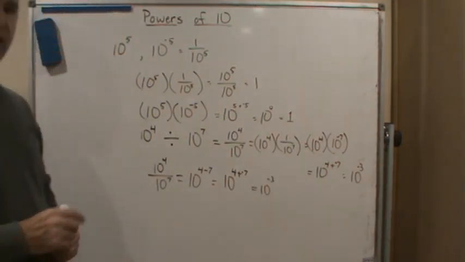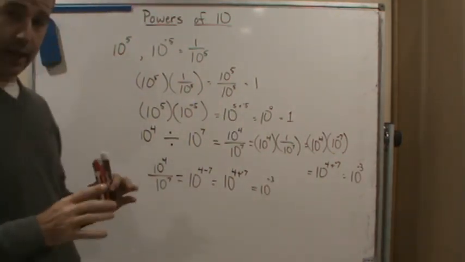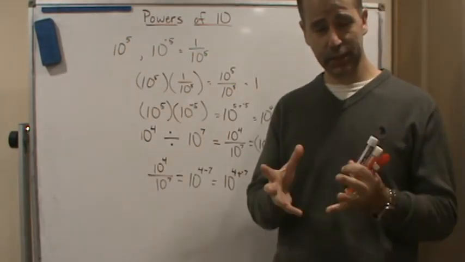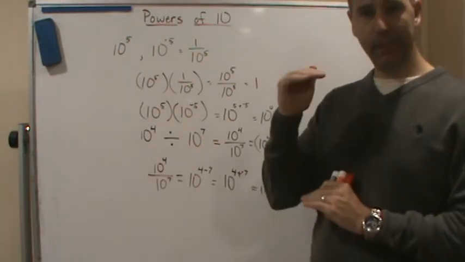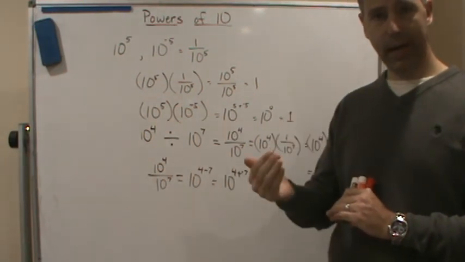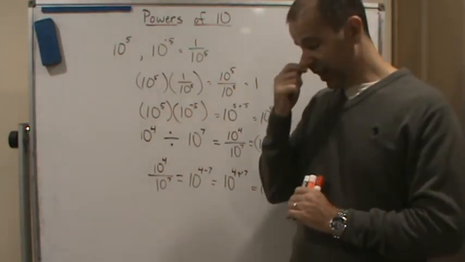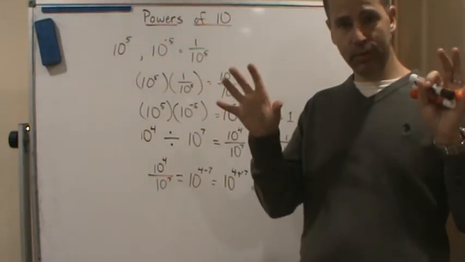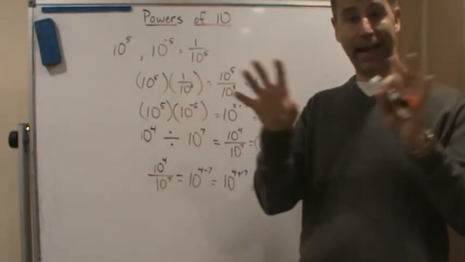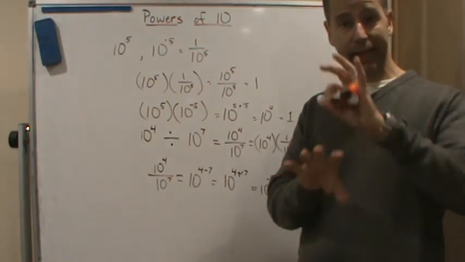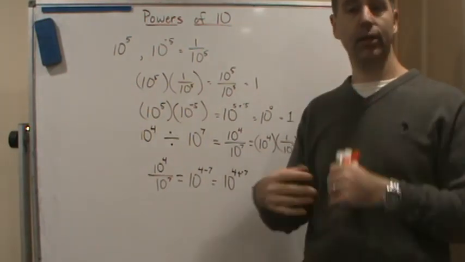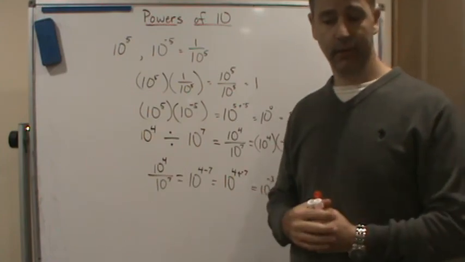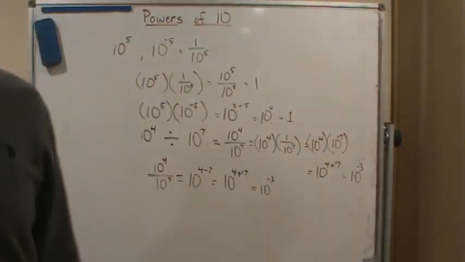Okay, so here's the takeaway. If you're multiplying by powers of 10, you add the exponents. If you're dividing by powers of 10, you subtract the exponents. Again, let me rephrase that a little bit. If you're multiplying two powers of 10, you add the exponents. If you're dividing two powers of 10, you subtract the exponents. And that's it. Next we'll do some examples.